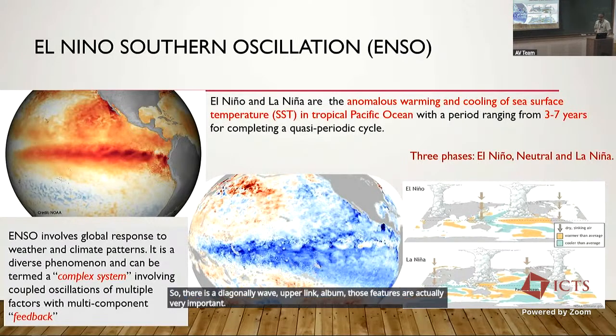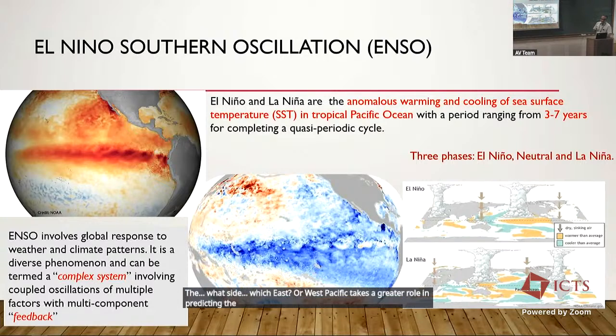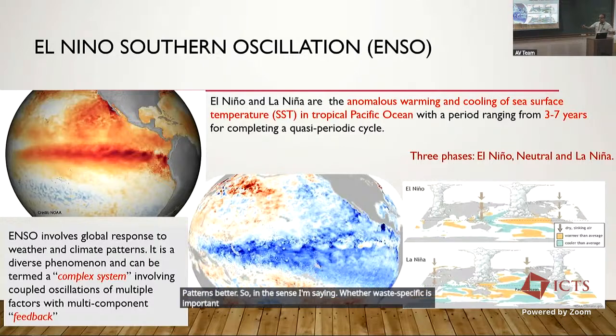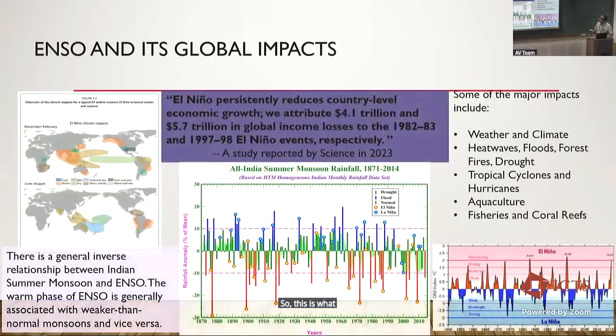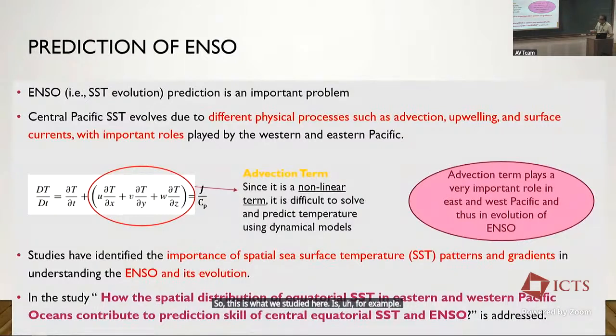Now the question we are trying to ask here is which side, East or West Pacific, takes a greater role in predicting the ENSO related patterns better. In the sense that I am asking whether the West Pacific is more important for prediction or the East Pacific is more important for prediction. So this is what we studied here.